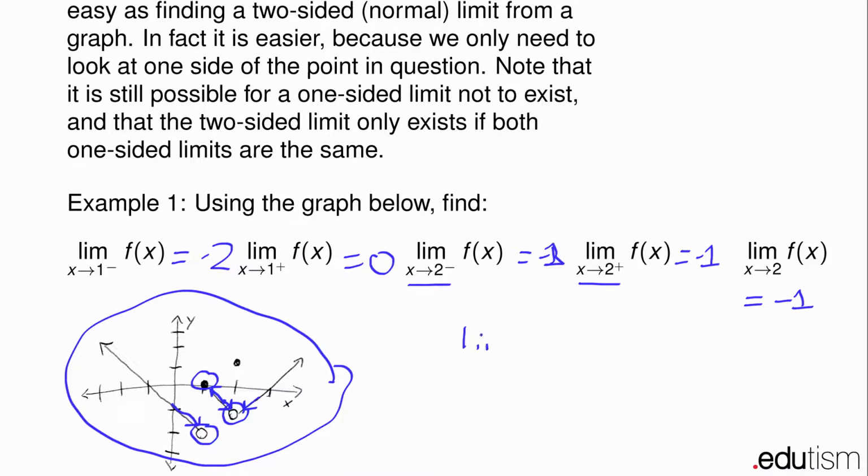If, for example, I asked us to find the limit as x goes to 1 of f of x, that two-sided limit, to find it, we look at the two one-sided limits, here and here. Those two one-sided limits are different, which means this two-sided limit does not exist.